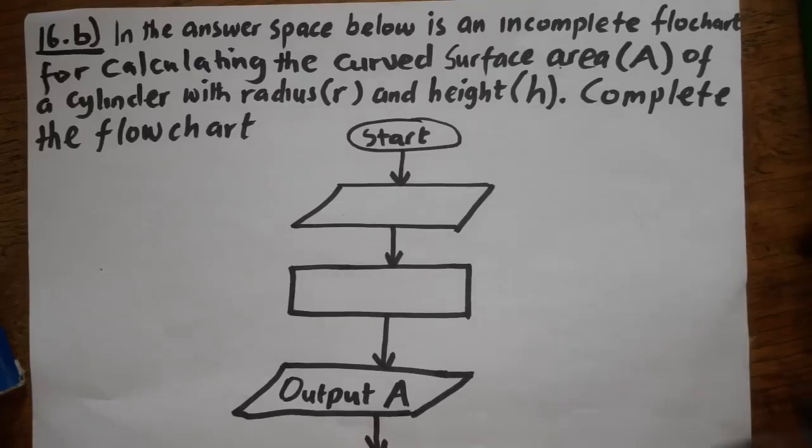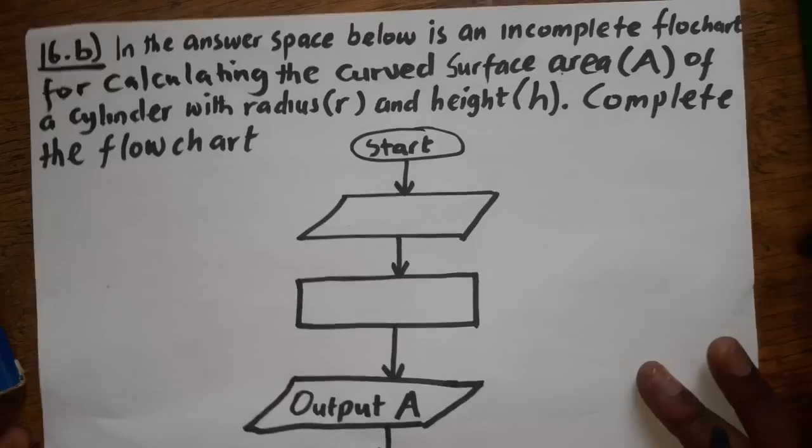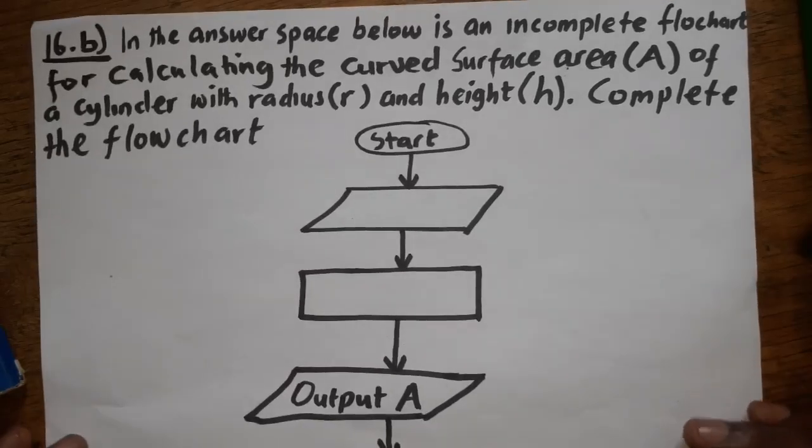Okay, so we are on question 16b now. Very simple question. In the answer space below is an incomplete flowchart for calculating the curved surface area of a cylinder, with radius r and height h. Complete the flowchart. Very good.